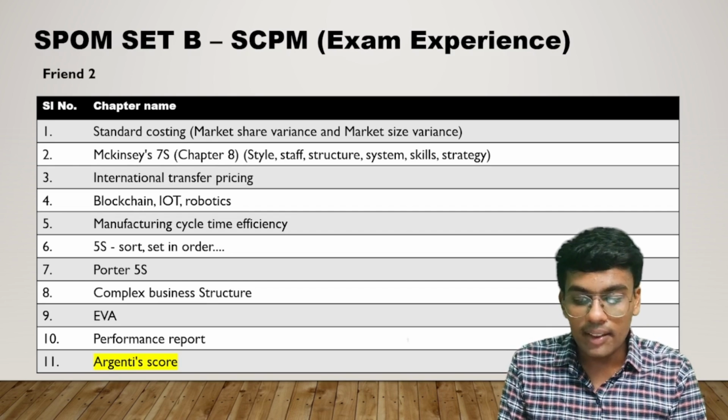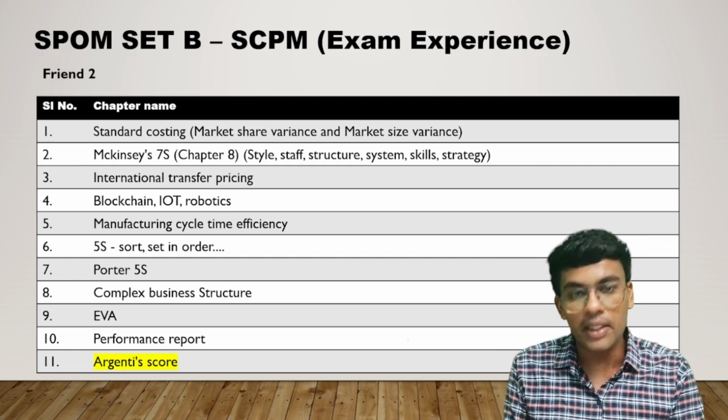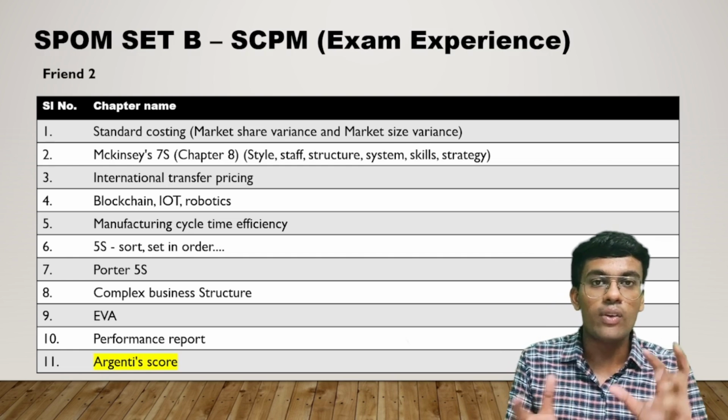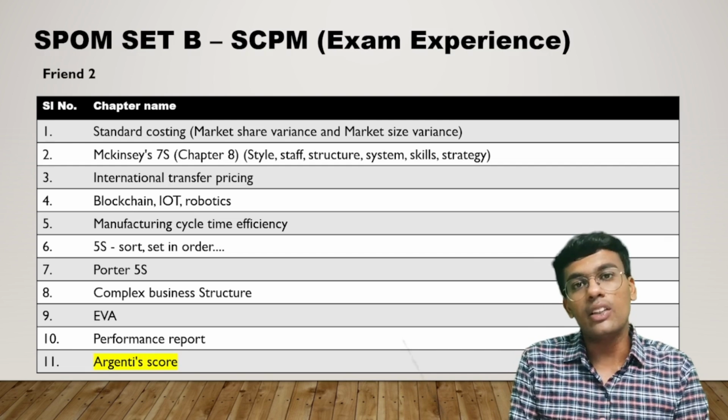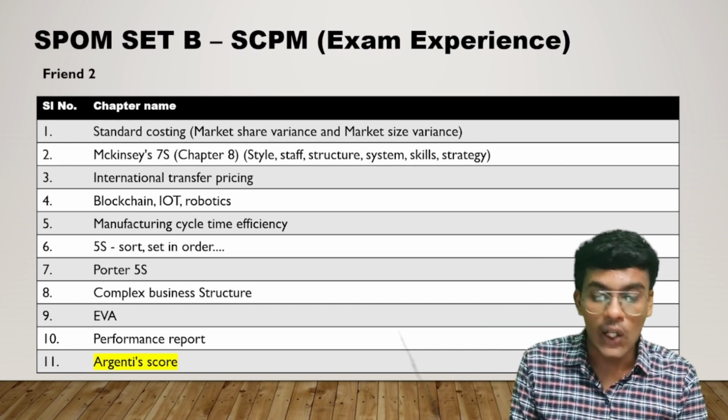The third point he mentioned was from international transfer pricing. So again, this is a very important chapter. Standard costing, transfer pricing: these are chapters from which practical questions are being framed. Blockchain, IoT, robotics: again a question was asked from this also.